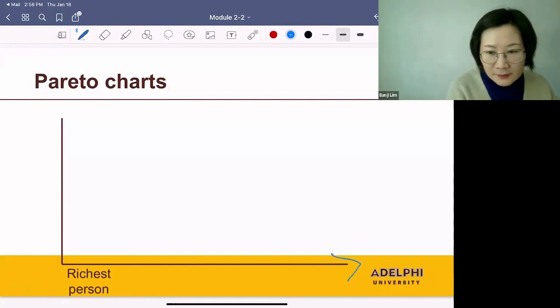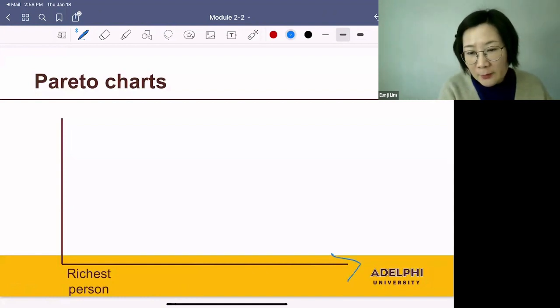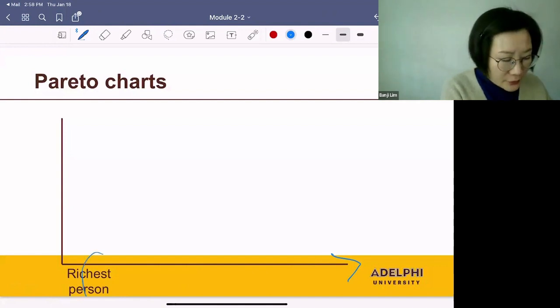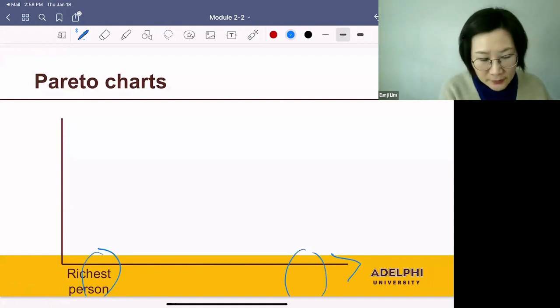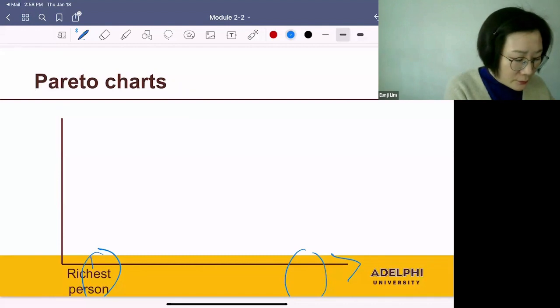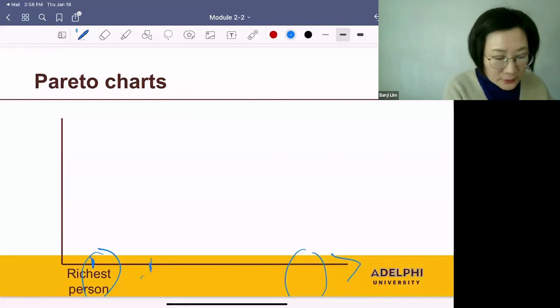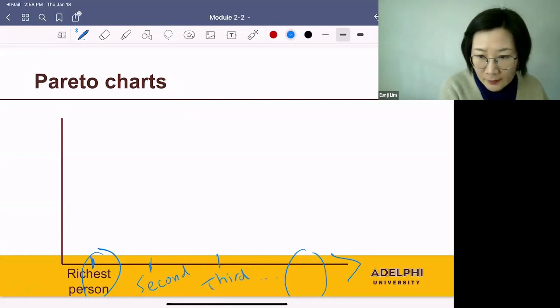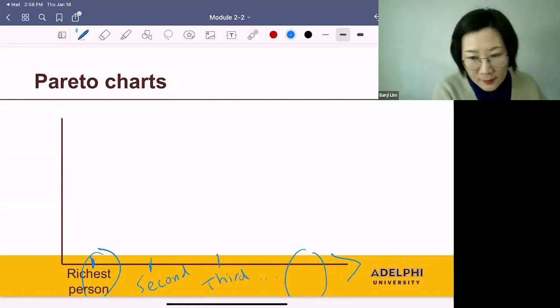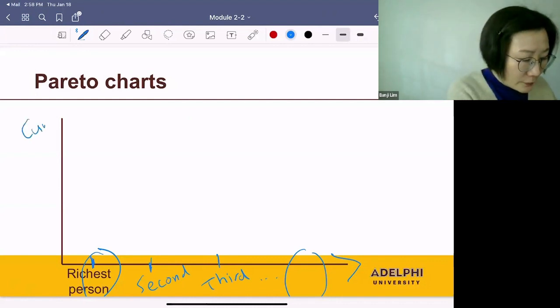On the x-axis, he listed all the people in the world from the richest person to the poorest person. This is the richest person in the world. This is the second richest person in the world. And this is the third richest person in the world, and so on. And on the y-axis, he put the cumulative wealth.